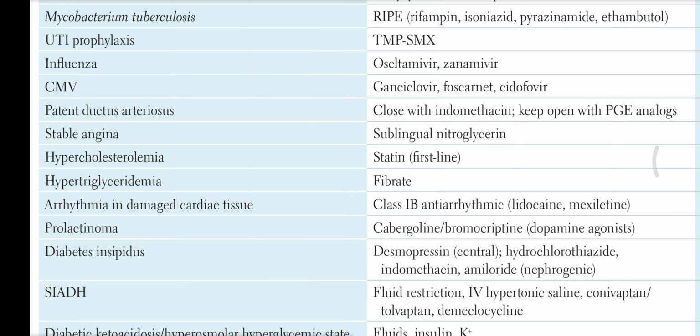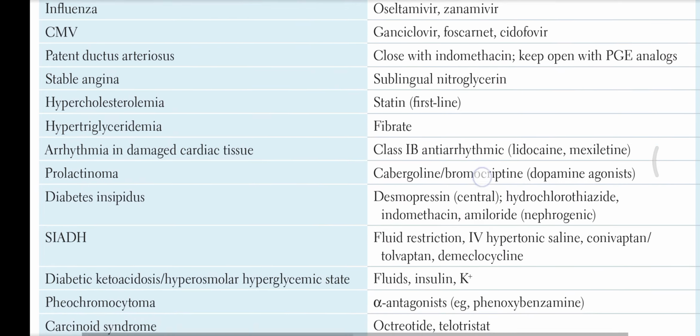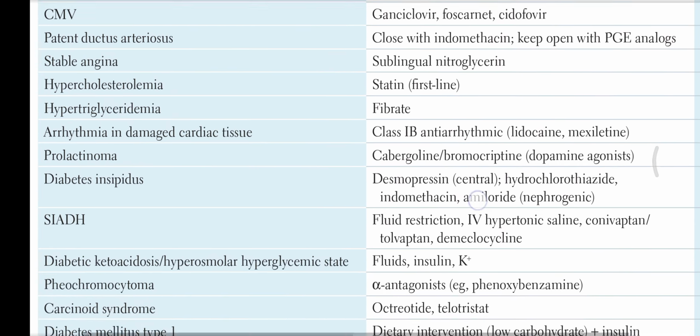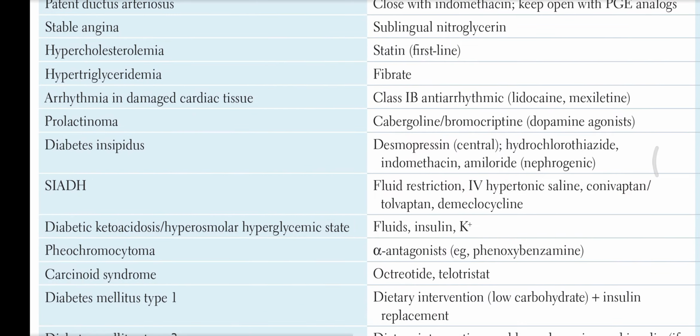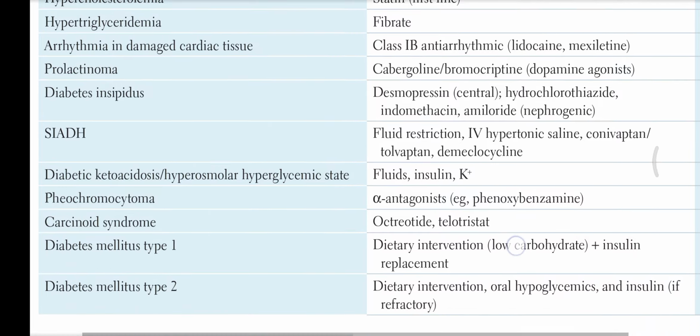In stable angina, sublingual nitroglycerin is given. Hypercholesterolemia: statin is the first line. Hypertriglyceridemia: fibrates are given.